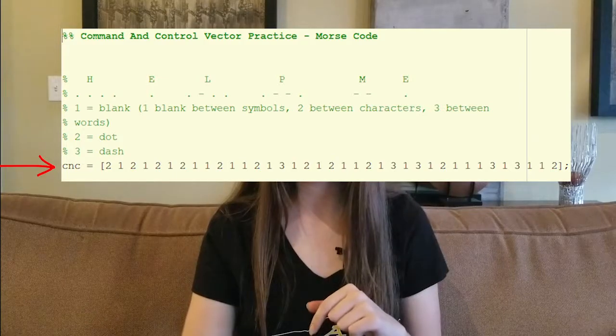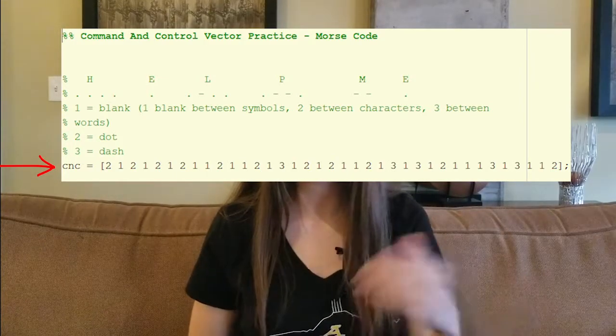But how do we connect our Morse code dots and dashes to if statements, for loops, and logic commands? Well, we've got one more pseudo-fundamental up our sleeve, and that's a command and control vector. That's that vector that contains your Morse code message represented in numerical values.